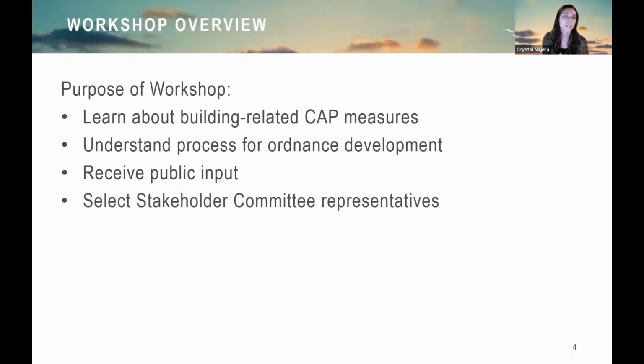So the purpose of the workshop tonight is primarily to learn about the green building related CAP measures that the city has, and then gain an understanding of the process for ordinance development, how we're going to transition those measures in our CAP to actual ordinances that would be part of our municipal code. And then we'd like to receive public input. And then lastly, we'd like to select the stakeholder committee representatives from each of the different categories that we've identified.